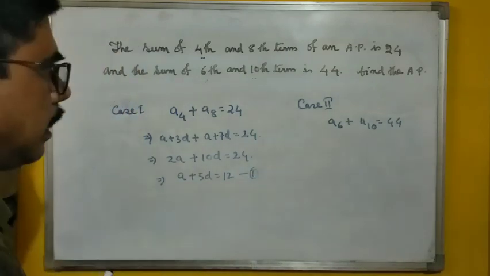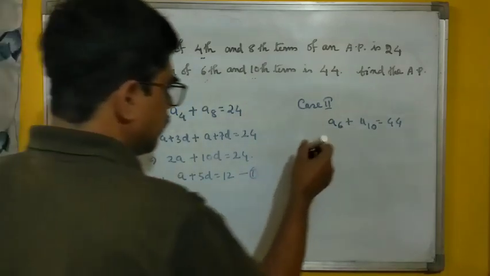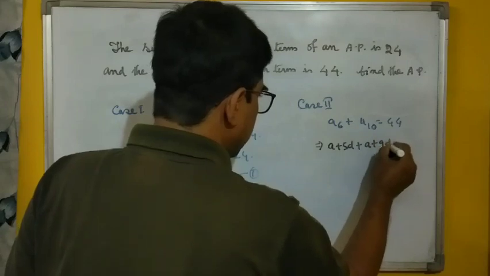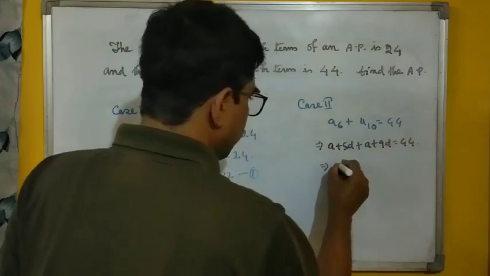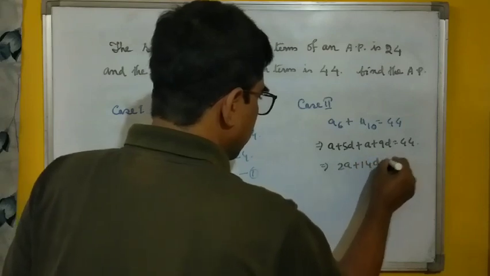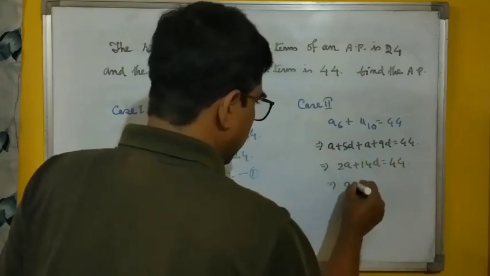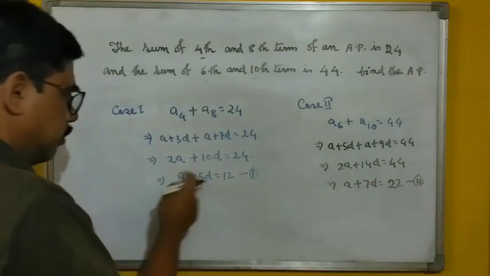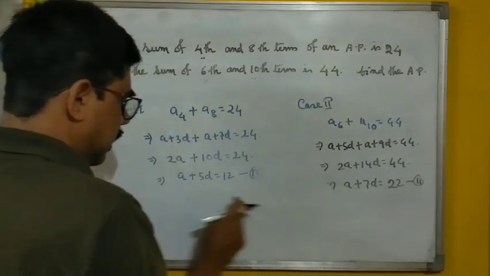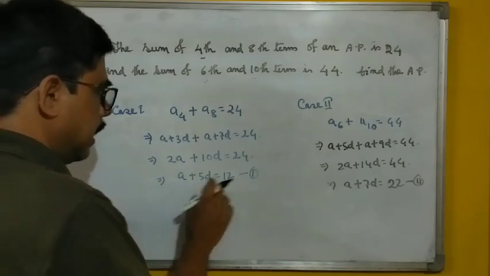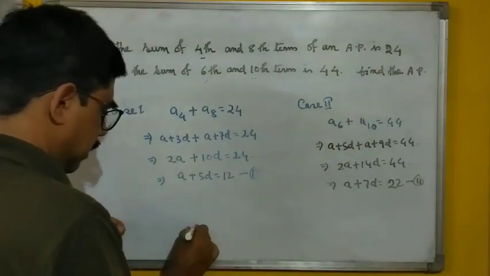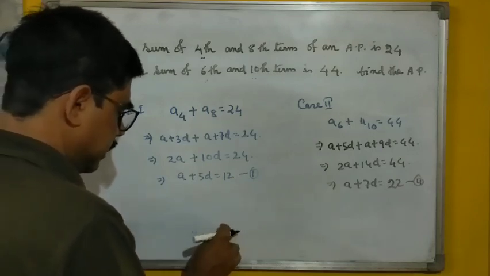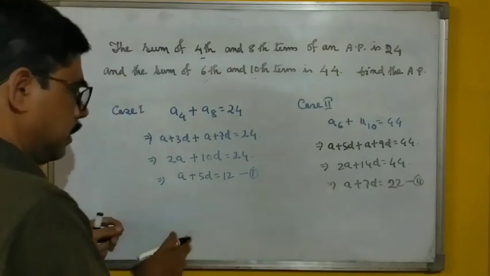Second is the 6th term and 10th term. So the 6th term is A plus 5D, plus A plus 9D, equal to 44. So it will be twice A plus 14D equal to 44. So A plus 7D equal to 22, dividing by 2. Here also dividing by 2. After that, you solve these equations to get D and A. After getting D and A, you get the AP: you get the first term A, then plus D you get the second term, third term, like that. So complete the sum.